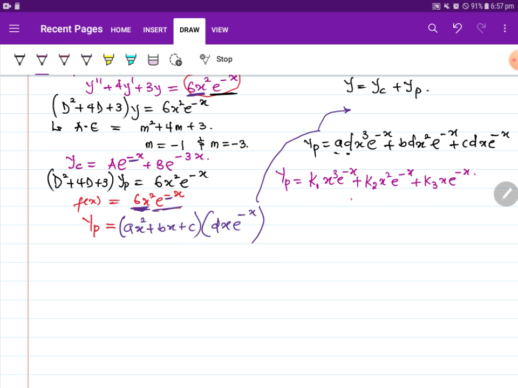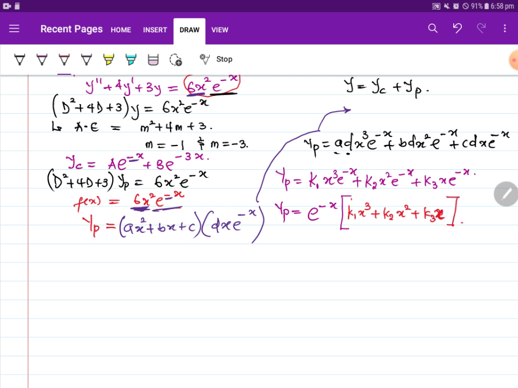If you look at everything, exponential is common, so I can factorize it out by saying YP is the same thing as exponential minus X into bracket K1 X to the power 3 plus K2 X to the power 2 plus K3 X to the power 1. Close the bracket. So that's my YP.